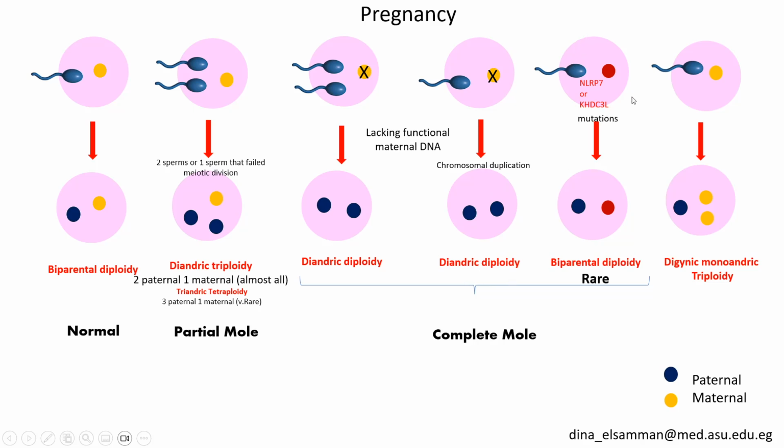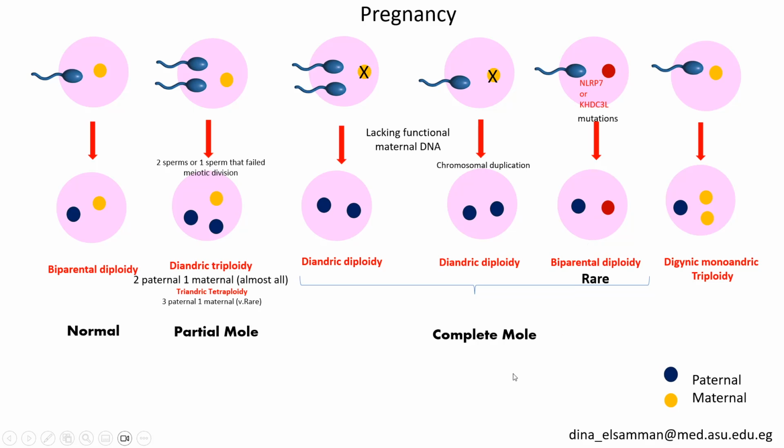The third scenario, and this is the rarest one, is a single sperm fertilizing an ovum where the maternal genetic material is there and the paternal is still there, so we have a biparental diploidy. So what's the problem in that? The problem is that there's a mutation in one of those genes, the NLRP7 or the KHDC3L. When these genes are mutated, it's like they silence the expression of the maternal genome. So we have a maternal genetic material, but it's unexpressed. It's as if it's not there.